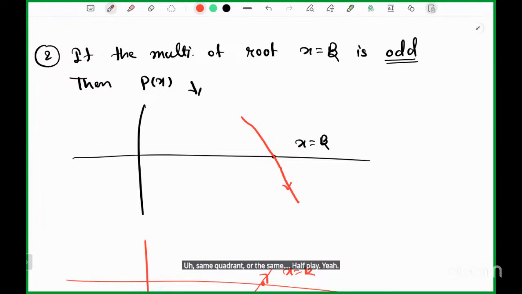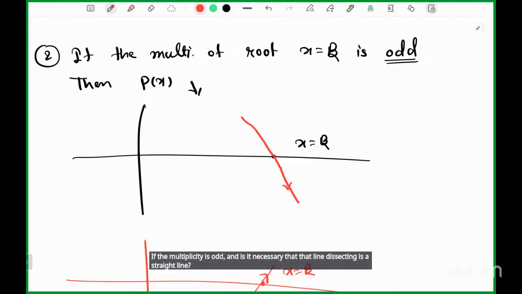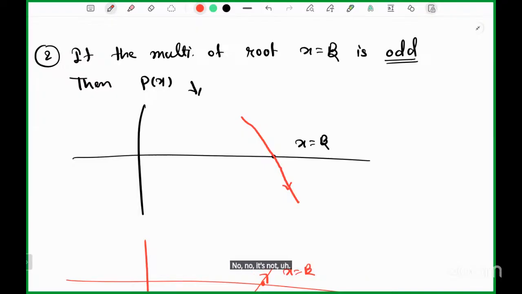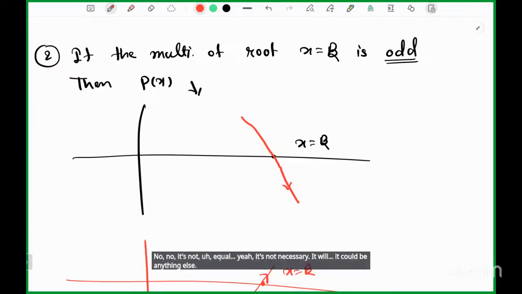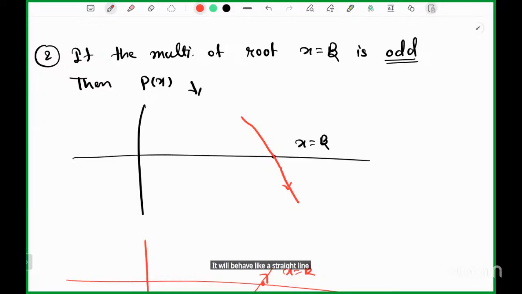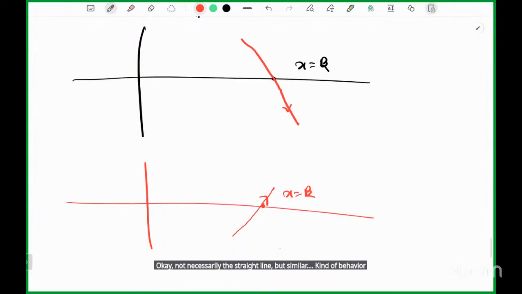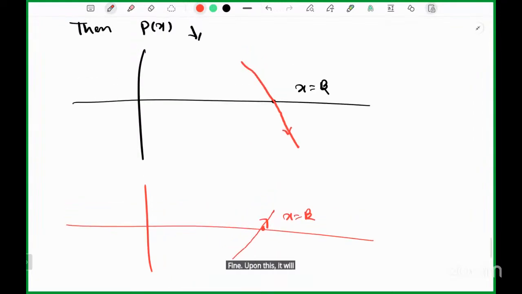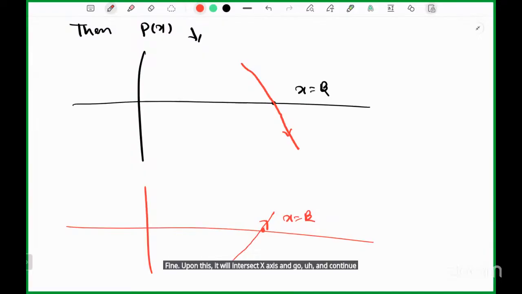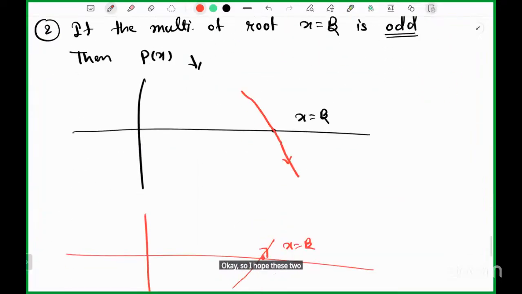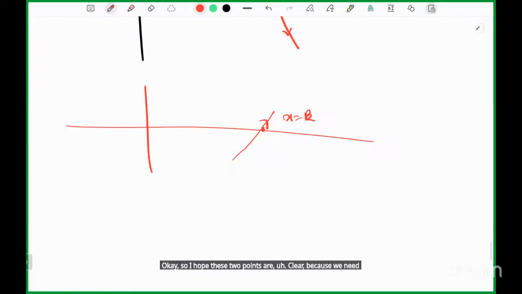If the multiplicity is odd, is it necessary that the line intersecting is a straight line? No, it's not necessary. It could be anything else, but if you zoom in, it will behave like a straight line, very close to that root. So not necessarily a straight line, but a similar kind of behavior. The point is, it will intersect the x-axis and continue in the next direction. I hope these two points are clear, because we need these two facts to draw any polynomial.